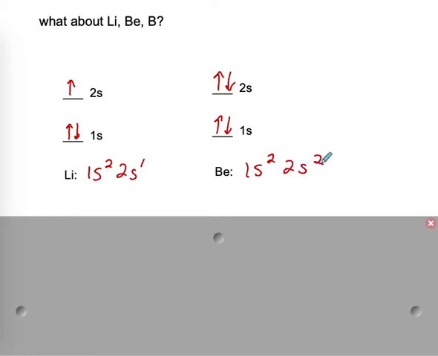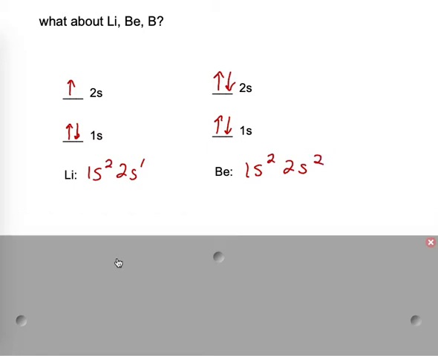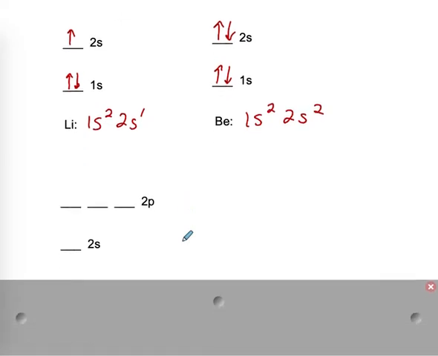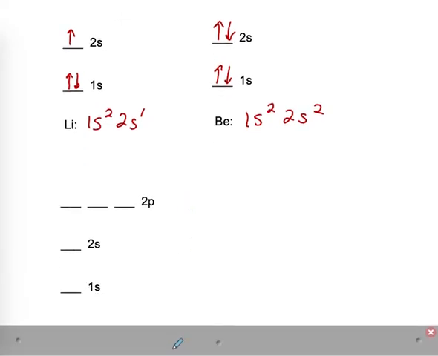Boron has 5 electrons, and there's no more room in the 2s sublevel, so I'm going to have to start putting electrons in the 2p sublevel. So for boron, I'll write the configuration 1s2, 2s2, 2p1.